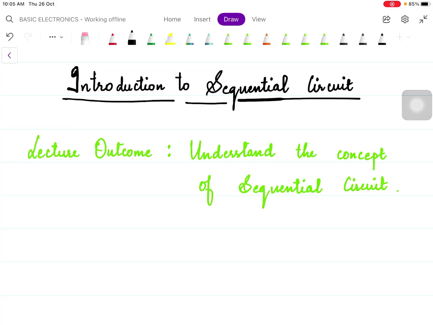Hello everyone, welcome to another lecture, where we are going to start the sequential circuits. In this particular lecture we are going to understand the concept of sequential circuits.